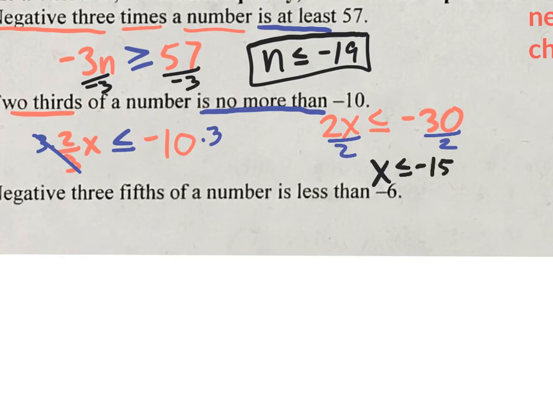Now I know some of you are thinking, well, we did divide by a negative. There's a negative 30 right there. You didn't divide by a negative. You had a negative number and you divided by a positive 2. So the inequality does not change.